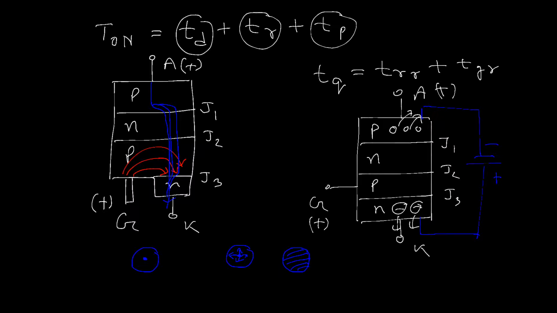That means during this interval, junctions J1 and J3 are both reformed, meaning the depletion layer has formed. But the trapped charges, which have moved from the P to N layer or N to P layer, are still moving across junction J2. That means internally there is still a tendency for current flow. That is why we cannot say the thyristor is off.